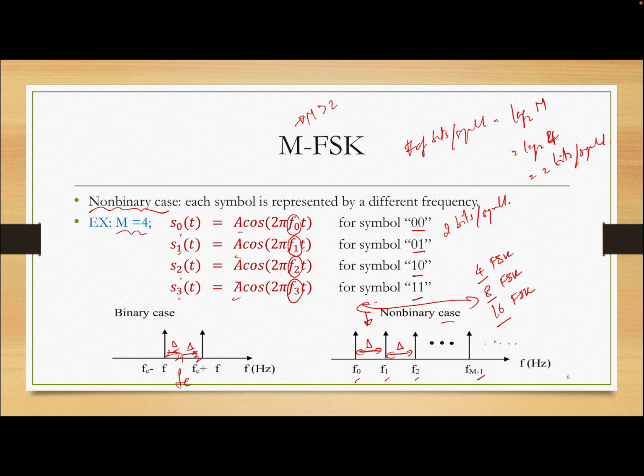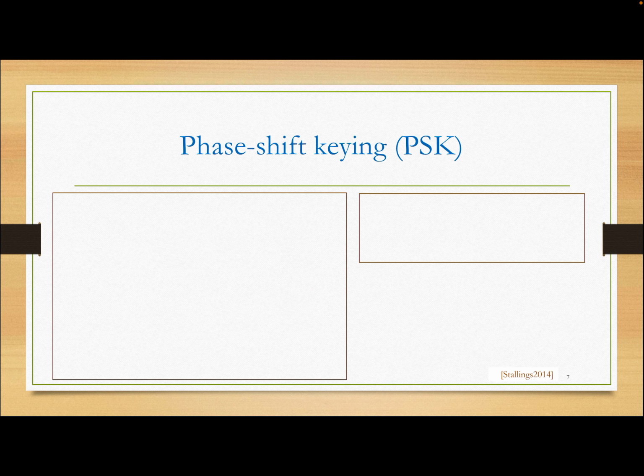But when you increase the number M here, then you can represent more bits per symbol. Like 16 FSK, you can represent 4 bits per symbol, and then 8 FSK you represent 3 bits per symbol, something like that. Okay, now let's look at the PSK, or the phase shift keying.